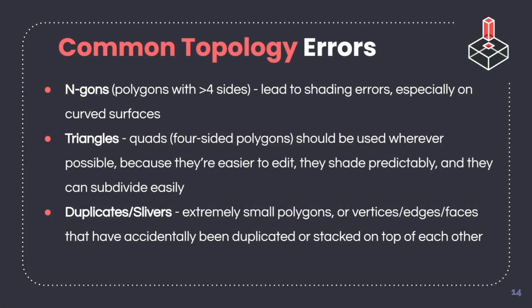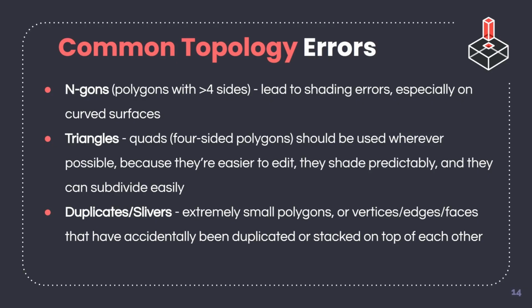And we're going to talk about common topology errors again. So ngons, like polygons with over 4 sides, they're going to lead to shading errors in this process, so you want to avoid that. You want to stick to quads. Triangles are bad, again, stick to quads. Quads are easier to edit, they shade predictably, and they can subdivide easily.